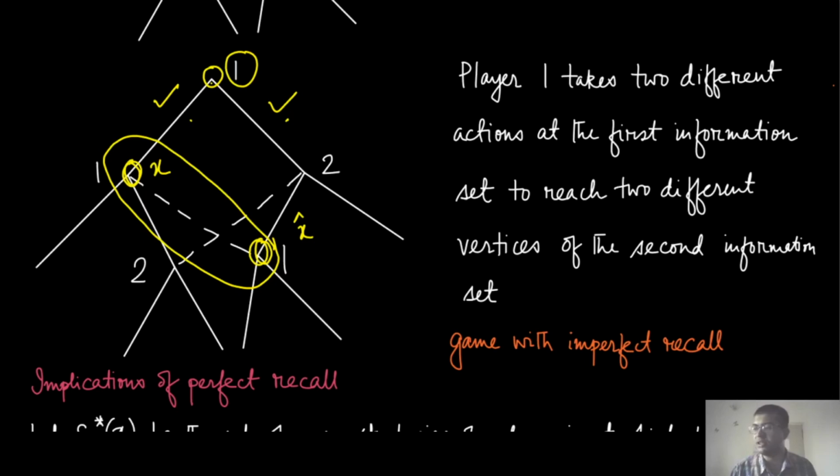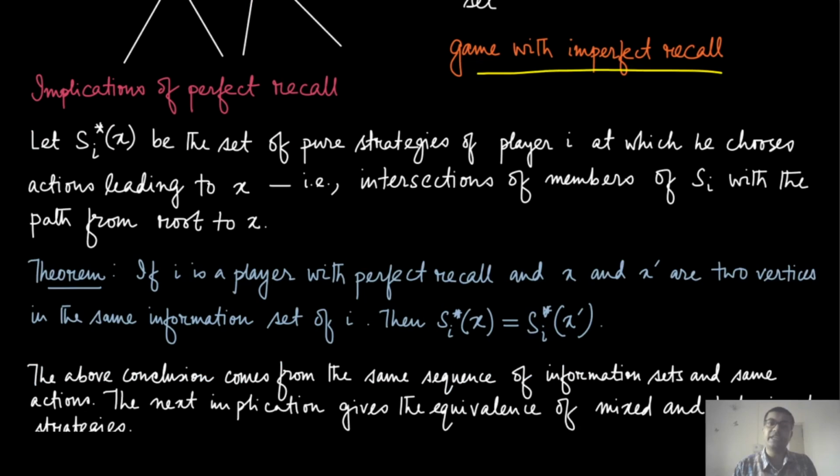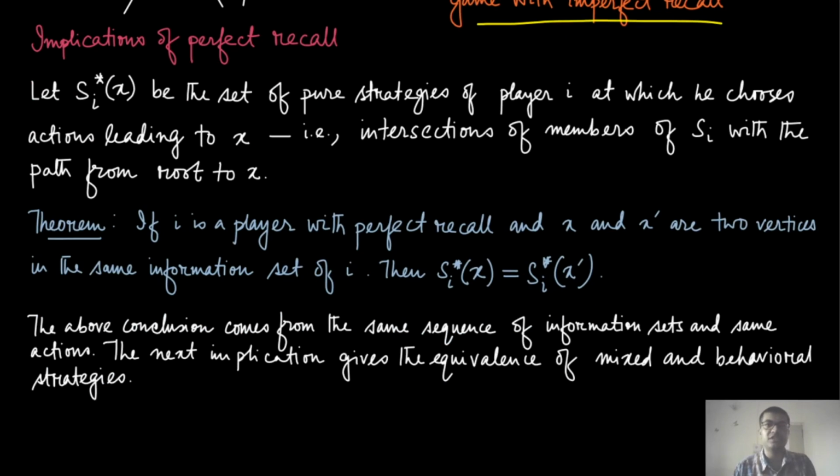So that is the reason player 1 does not have a perfect recall in this game, while player 2 has a perfect recall, of course. But this is not so, because all the players do not have perfect recall, so this is not a game with a perfect recall. Okay. So let us see what are the implications of perfect recall. So certain good things happen when we have perfect recall, and in practice most of the games have perfect recall, because players do not forget what they have played or whether they have played at all, as long as the game is not too long.